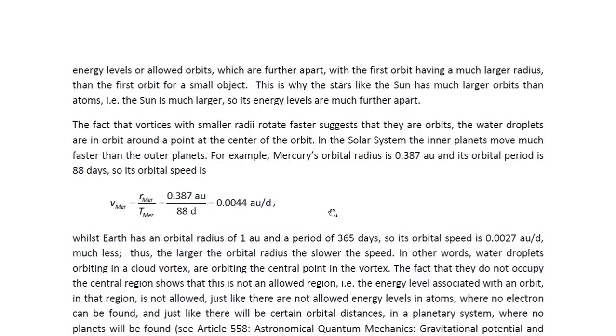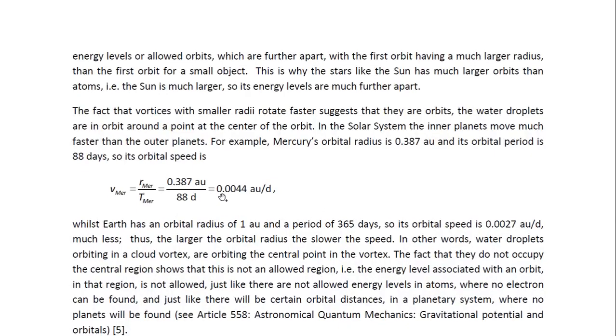Now, the fact that vortices with small radii rotate faster suggests that they are orbits. As I said, the water droplets are in orbit around the point at the center of the orbit. In the solar system, the inner planets move much faster than the outer planets. For example, Mercury's orbital radius is 0.387 AU, and its orbital period is 88 days. So its orbital speed would be the orbital radius divided by the orbital period, and that gives us 0.0044 AU, astronomical units per day, whilst Earth has an orbital radius of 1 AU and a period of 365 days.